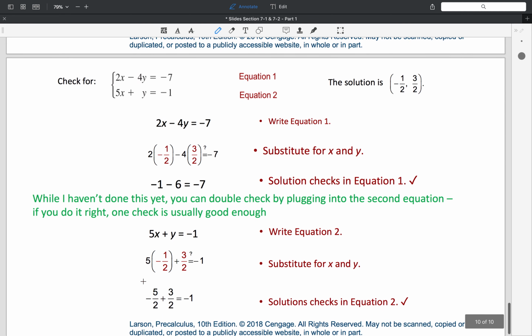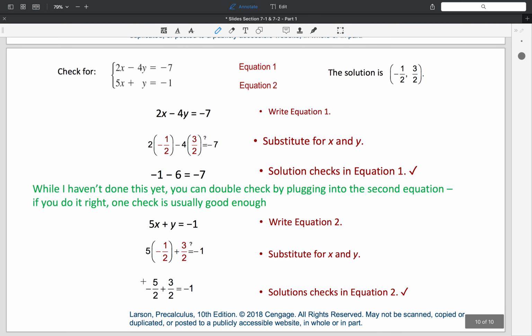Now I'm going to do the check. And again, I'm going to plug in the solution, which I have over here. I'm going to plug that into each equation this time, just to give you a full check. So I get 2 times minus 1/2, 4 times 3/2, and I'm going to get minus 1 plus 6. Yep, that's equal to 5, so that checks.